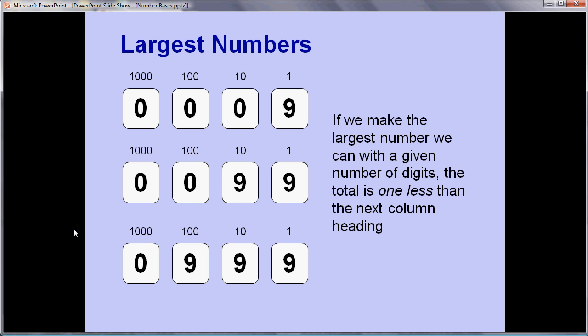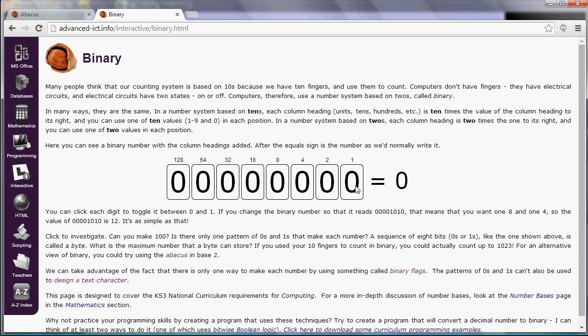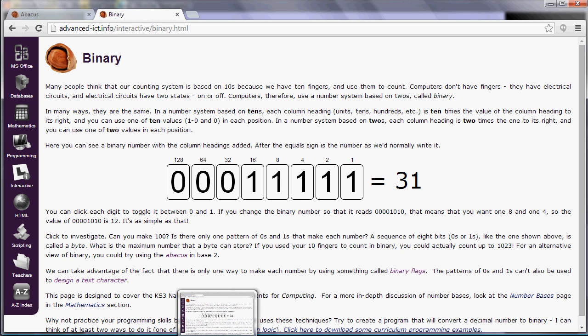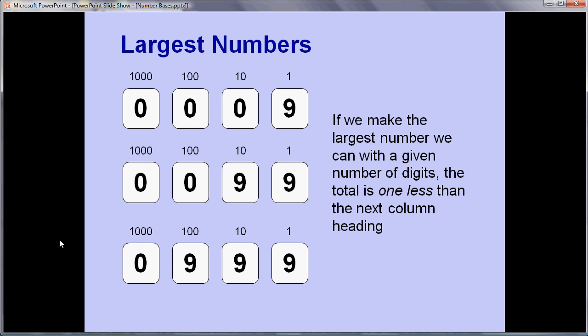So because binary behaves in a consistent way with our ordinary numbering system, if we try the same thing here, the largest one-digit number we can have is 1, which represents 1, and that is 1 less than the next column heading over, 1 less than 2. The largest 2-bit number we can have is 3, and 3 is 1 less than 4. The largest 3-bit number we can have is 7, and 7 is 1 less than 8, and 15 is 1 less than 16, etc. So that's another property it has in common with our denary numbering system.